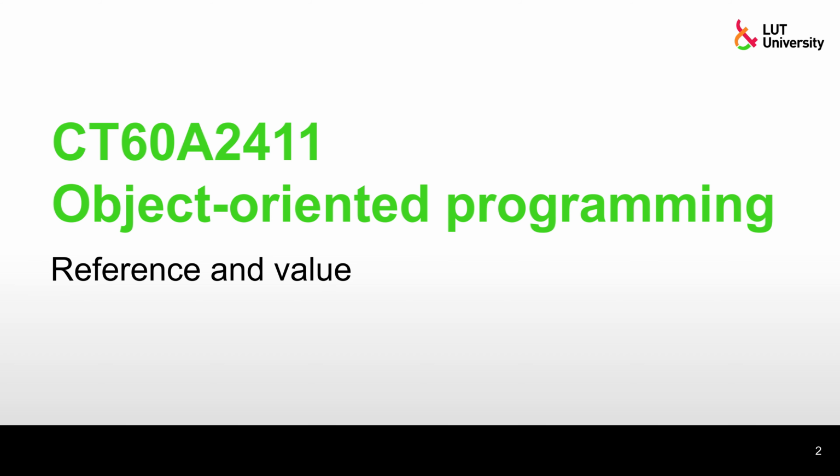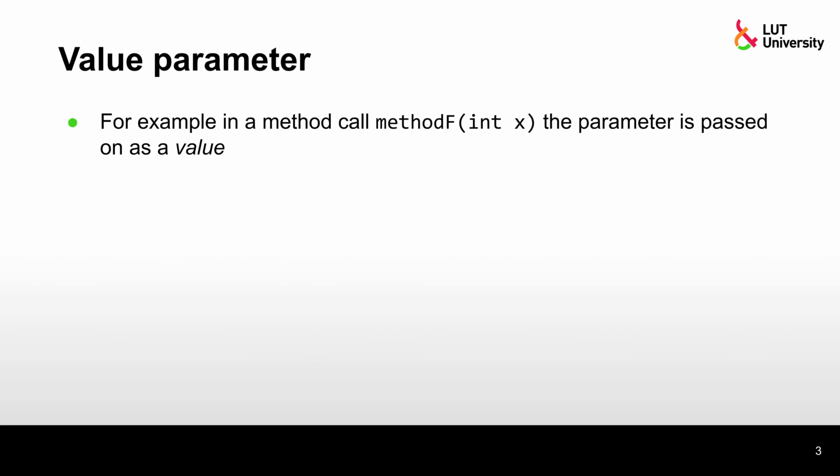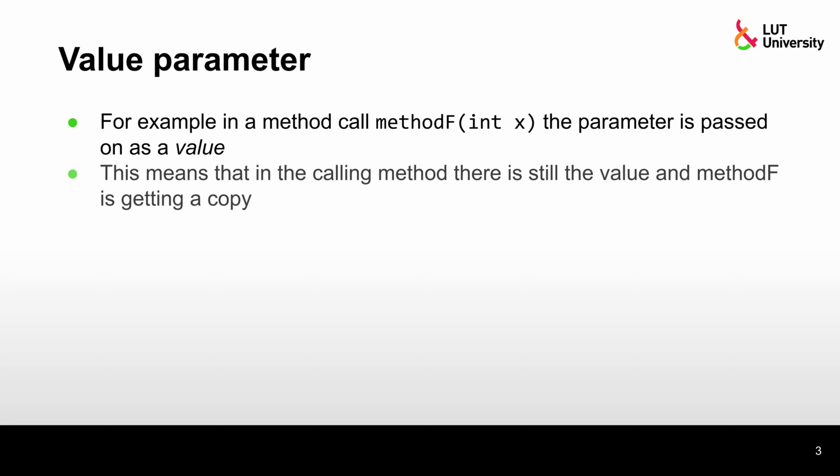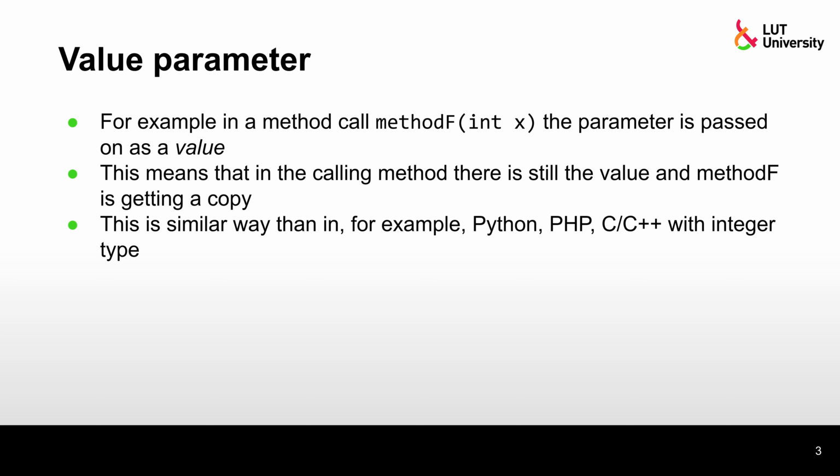Object-oriented programming, reference and value. So if we have a method called method f and we are giving it an integer parameter, the parameter is passed on as a value. This means that the method is getting a copy of the actual parameter, the actual variable that is in the caller method. So this works in Java pretty much similar to Python, PHP, C++, with the integer type.